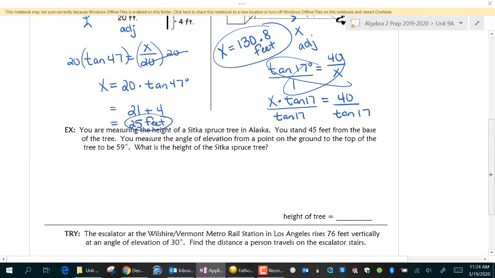So the first one says, you are measuring the height of a Sitka spruce tree in Alaska. You stand 45 feet from the base of the tree. You measure the angle of elevation from a point on the ground to the top of the tree to be 59 degrees. What is the height of the Sitka spruce tree? So this is our question here. So I'm going to start by drawing a picture. So I have my tree. This doesn't really look like a spruce tree, but it's the best tree that I can do. And I'm going to draw my triangle here. So let's say I'm standing over here.